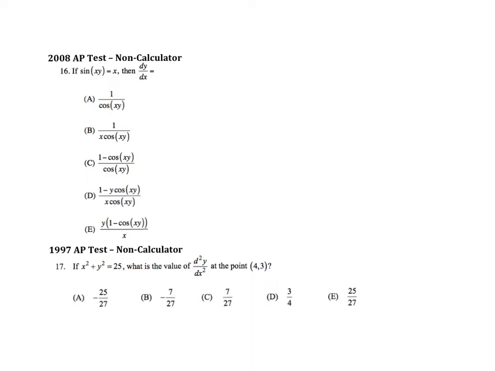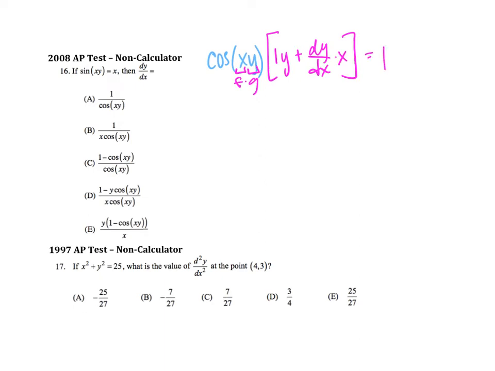Okay, the derivative of sine is going to be cosine. Leave the angle, and then we've got to take the derivative of the angle, and the angle is the product rule. Oh boy. So the derivative of the angle would be 1 times y plus the derivative of y, which is dy/dx, leave the initial function, equals the derivative of x, which is 1. And they want dy/dx by itself.